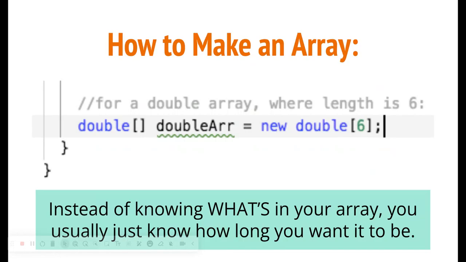So how do we actually make an array? You're going to say whatever the type of array is, two brackets, name of the array equals new, type of array, two brackets, semicolon. And then inside the brackets, you're going to put the length of the array. This is because instead of knowing what's in your array, you usually just know how long you want your array to be when you start out making it. So in this case, this is going to make a double array of length 6, and all of them are going to be initialized to 0.0 since we haven't assigned any values for them yet.